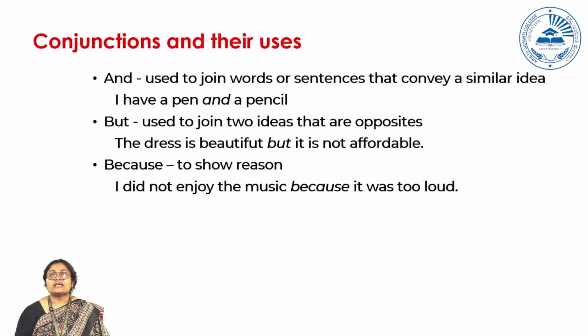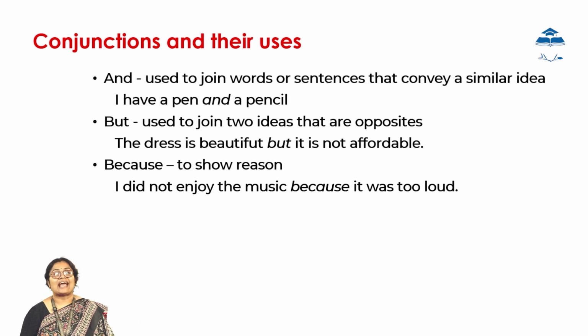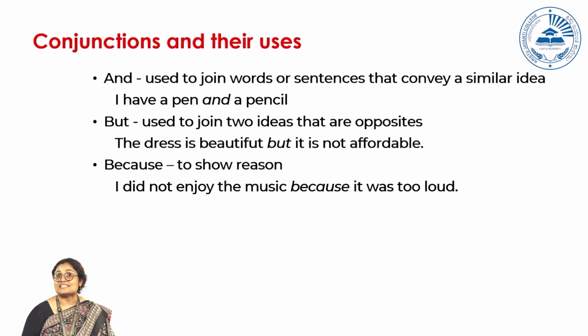Now we will look at some important conjunctions that we use generally in our daily life and their uses. So and. Generally, the conjunction and is used to join words or sentences that convey a similar idea. We will look at an example. I have a pen and a pencil. So in this sentence, pen and pencil stand for the idea of something, or the tools that are used for writing. So and is used to join words that convey a similar idea in this case.